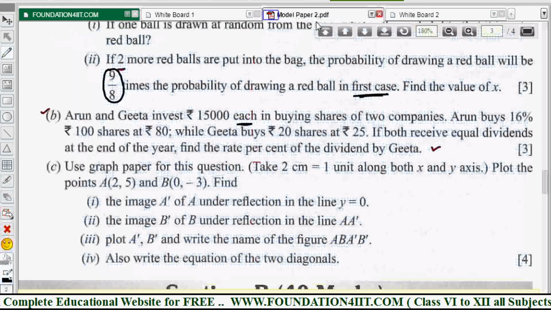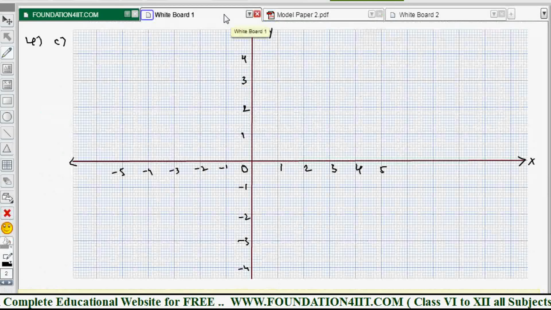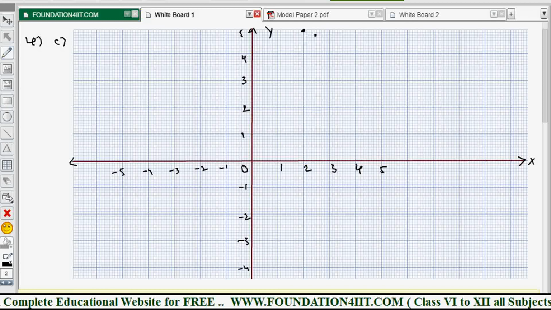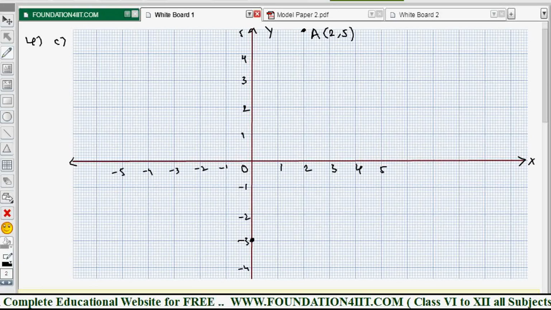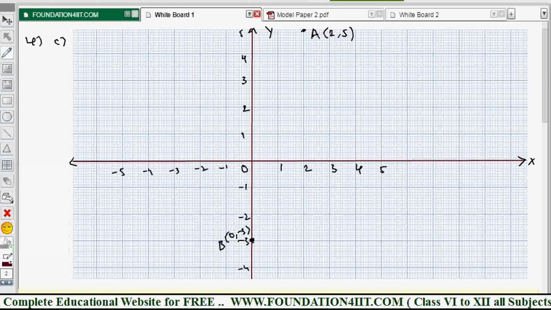Now according to the question, plot A 2 comma 5, B 0 comma minus 3. So when you plot these points, A is 2 comma 5, and B is 0 comma minus 3. So the x value is 0, so the point is on the y-axis at minus 3. So this is B, 0 comma minus 3. Okay, so it is the point B and this is A.